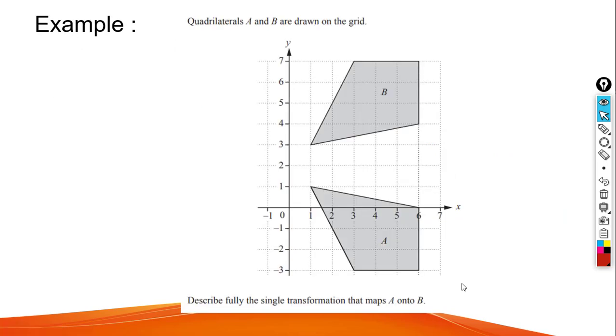This is a question based on transformation, which is also under geometry. We can look at this question here. Quadrilaterals A and B are drawn on the grid. Okay, so you have A and B. Describe fully the single transformation that maps A onto B. When you want to describe any transformation, you need to know there are 3 types, so you need to state what type of transformation it is. If it needs a center for the transformation, you need to state the center.